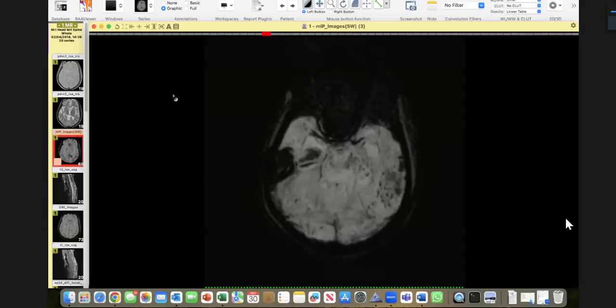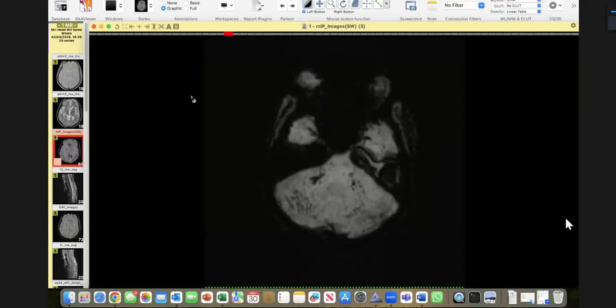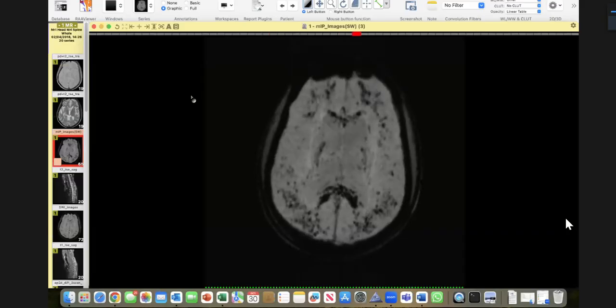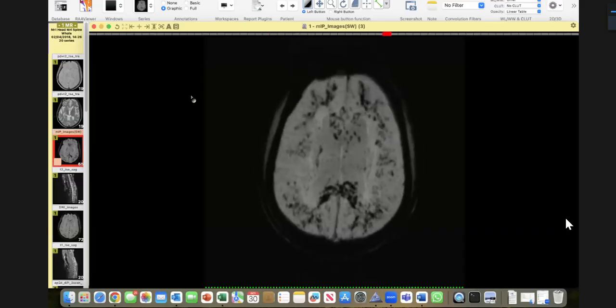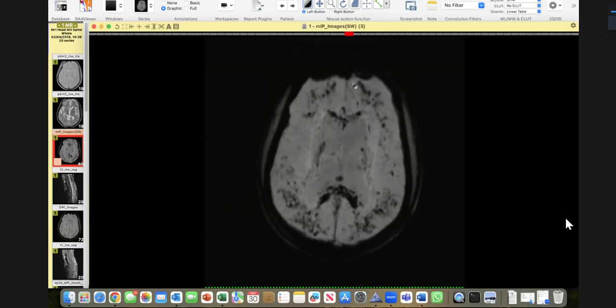However, I can see it can be intraparenchymal. And maybe the next step will be lumbar puncture to exclude any... Okay, thank you. Thank you.